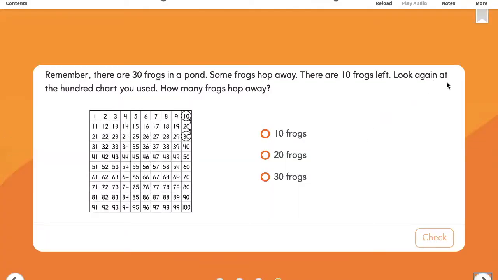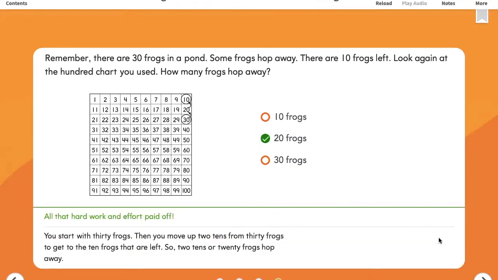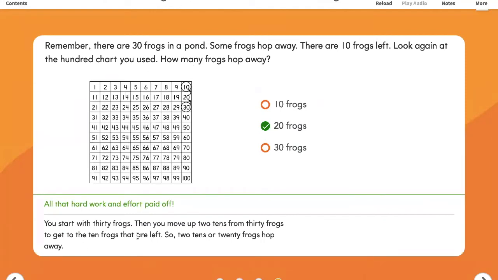So look again at the 100 chart you used. How many frogs hopped away? We had 1, 2 groups of 10, which is equal to 20. You start with 30 frogs. Then you move up 2 10s from 30 frogs to get to the 10 frogs that are left. So 2 10s or 20 frogs hop away.